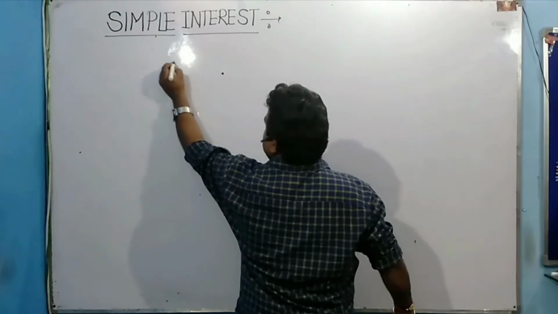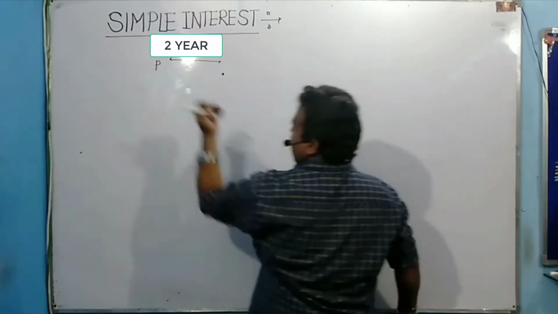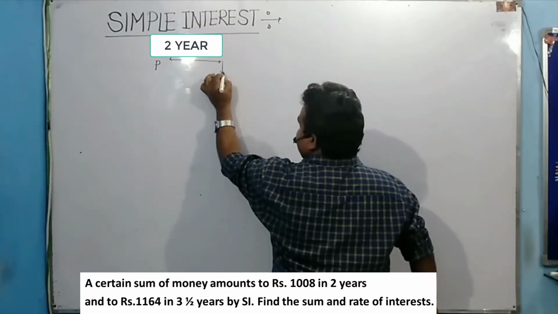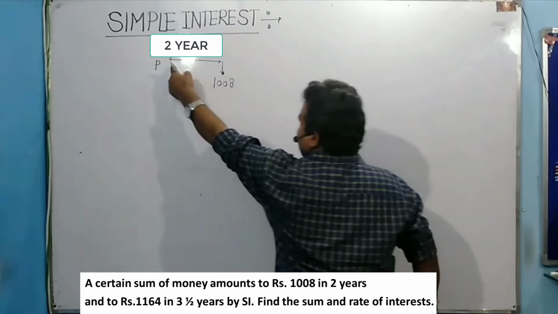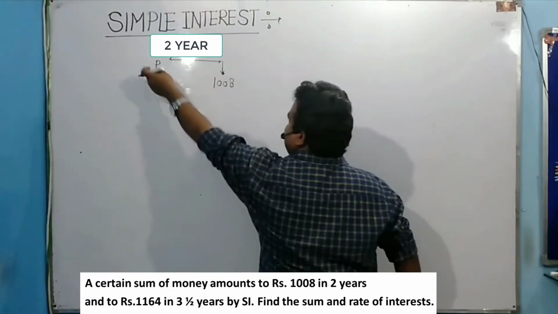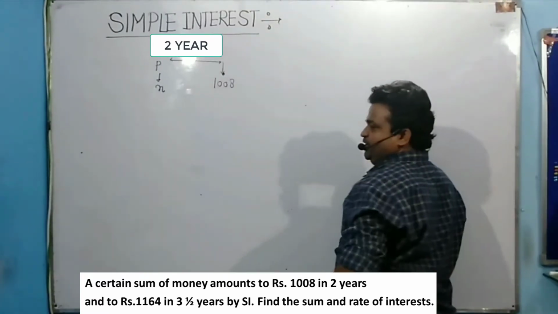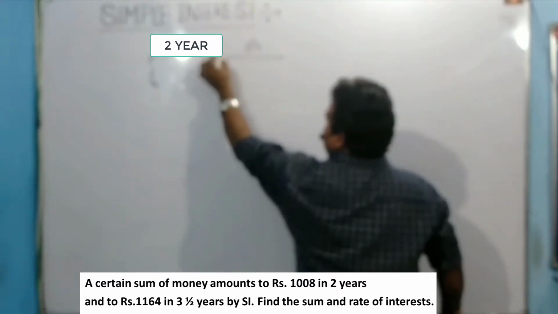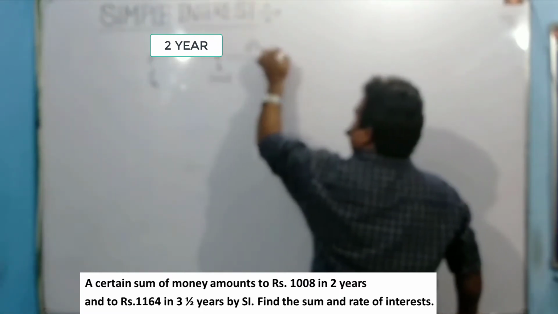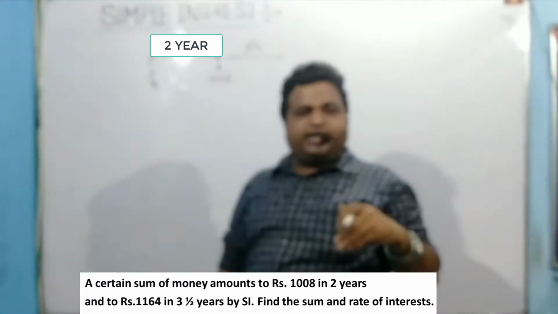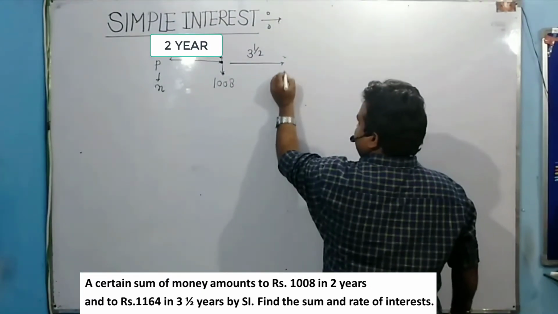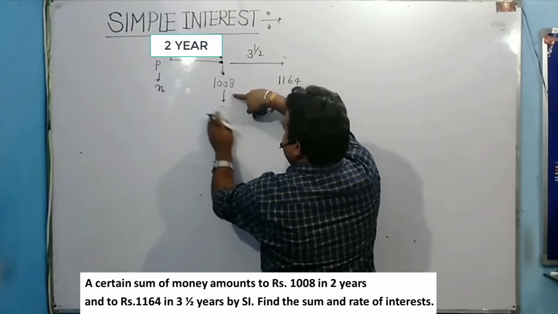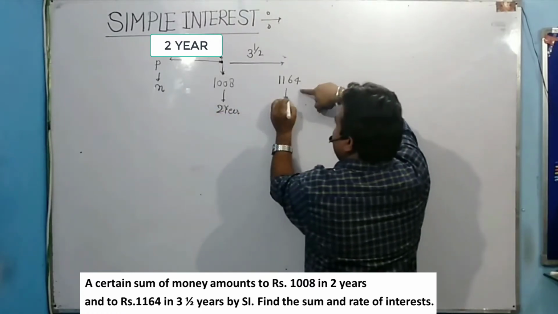What is given to you is that after 2 years, you don't know the principal amount, but after 2 years the value is given to you. This is 1008. It says the sum of money after 2 years is 1008, and in the next 3.5 years, the amount moves up to 1164. So this is at 2 years, and this is at 3.5 years.